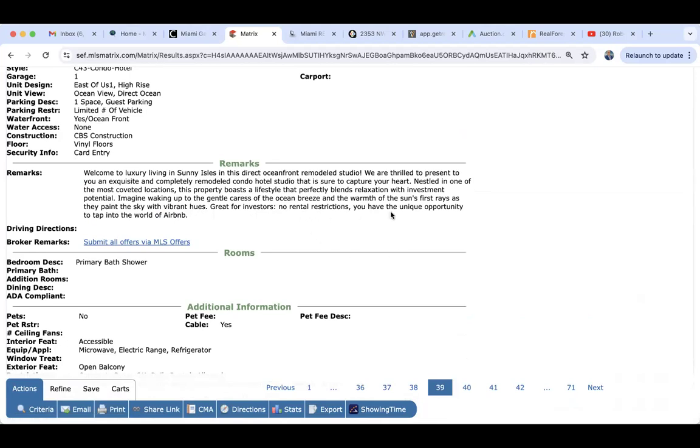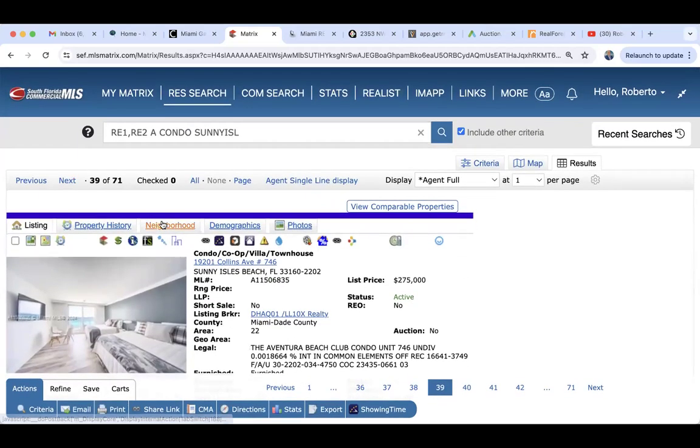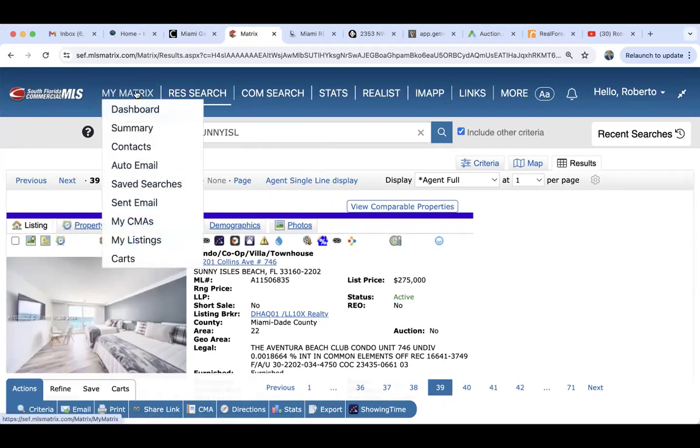No rental restrictions. You have the unique opportunity to tap into the world of Airbnb. All right, any questions on finding condos that allow daily rentals or Airbnb? All right, that's how we're gonna do it inside the MLS.